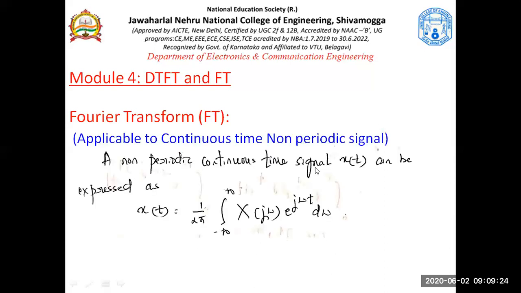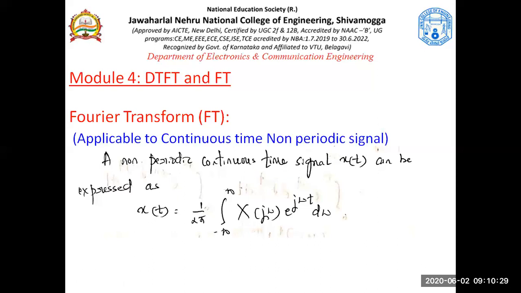See, a non-periodic continuous time signal x of t is expressed as this, as was the case in DTFT. This is the time domain signal, this is the frequency domain signal. Understand that? Now, how we used to denote this was x of n earlier in case of DTFT, because we have to deal with discrete time signals. And this is the spectrum, the frequency domain signal. We were denoting it as X of e power j omega. Here e power j omega is not given, just j omega is given. Maybe it is just to differentiate between the spectrum of the continuous time signal and the discrete time signal.